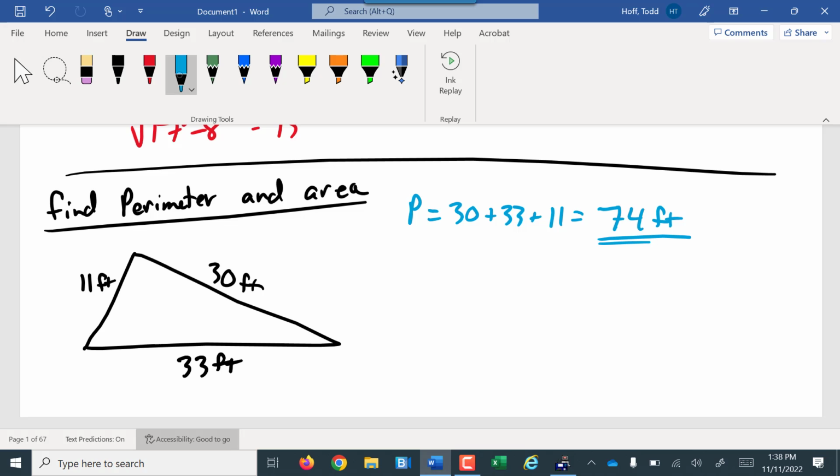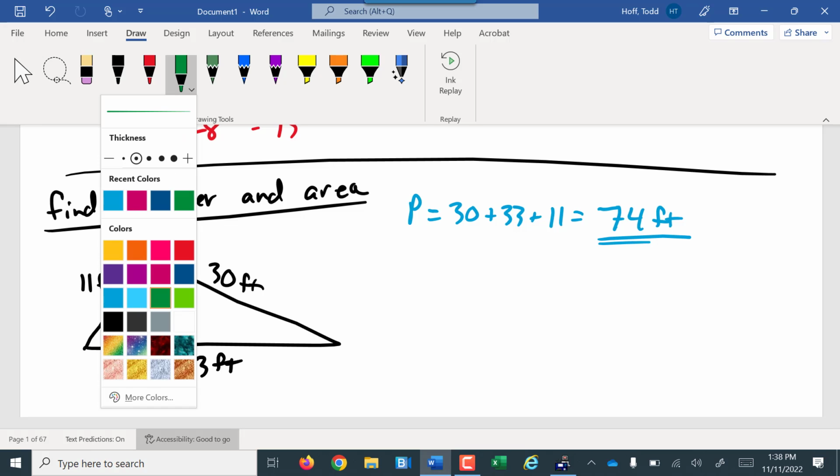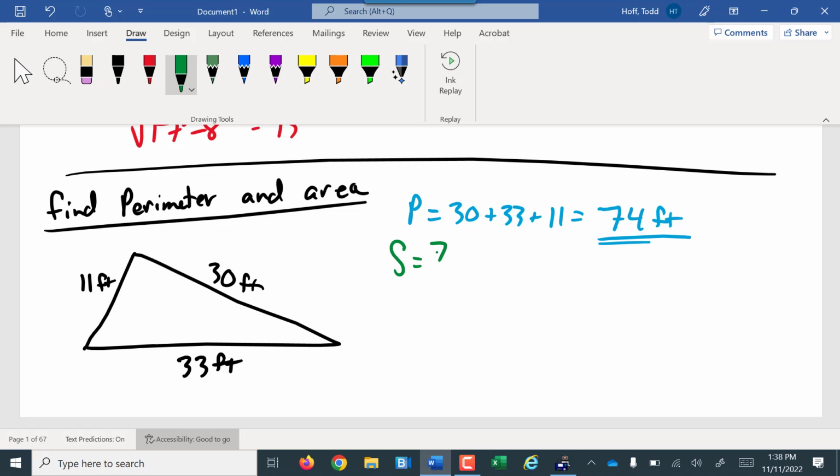Now we use that to find the area. What's that? Semi-perimeter, yep. So it's 37 feet.